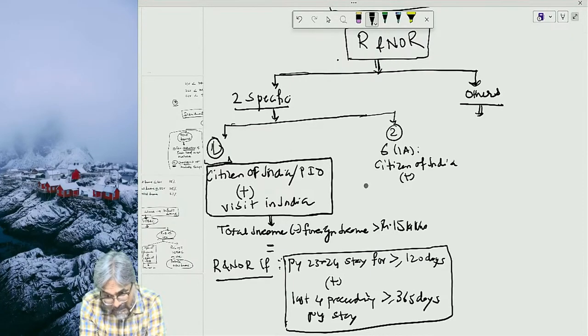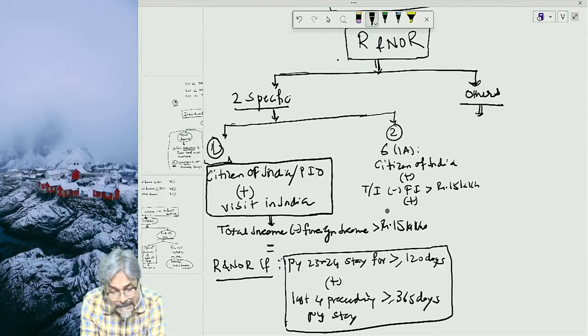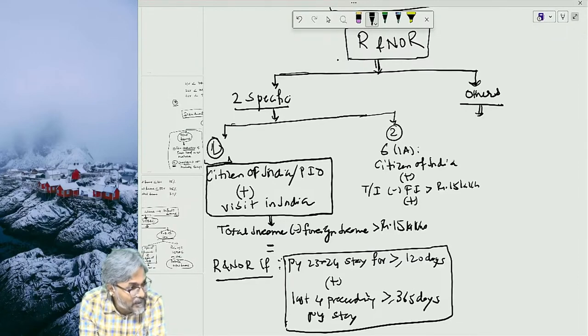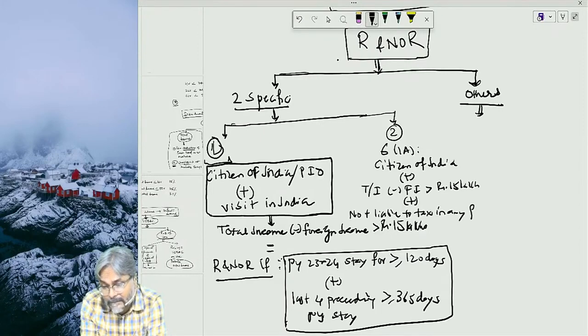Citizen of India, and again the same thing, plus the total income minus the foreign income exceeds rupees 15 lakhs. And one more thing. What is that? In that case, not liable to tax. Never use the phrase liable to pay the tax. You have to use the phrase not liable to tax. Not liable to tax in any foreign country for any reason, by reason of residence or domicile, etc.